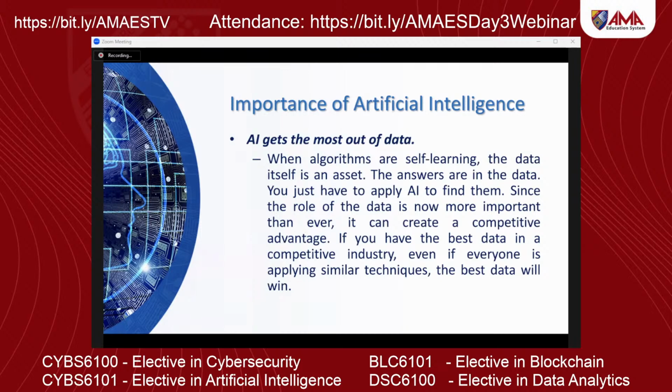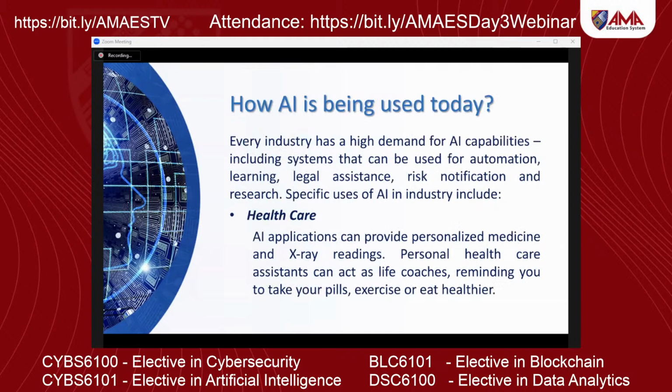Next, let's proceed with how AI is being used today. Every industry has a high standard or high demand for AI capabilities, including systems that can be used for automation. So yung mga systems na ginagamit natin ngayon, it can also be used in education or learning. We also have legal assistance, risk notification, and research. Specific uses of AI in industry include the following.